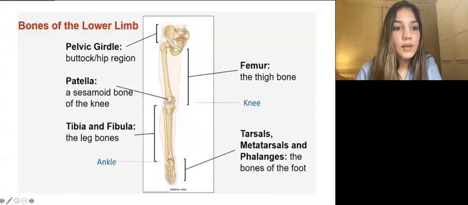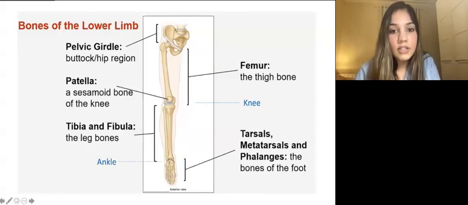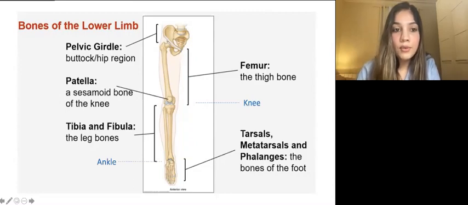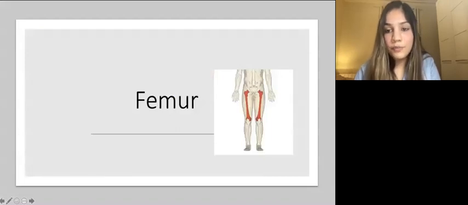So, bones of the lower limb. As I said, the pelvic region going down to the femur, which is the thigh bone, which then joins to the knee on the patella, which then further down goes to the tibia, fibula, the ankle, and then we have the foot bones. So let's start with the femur.